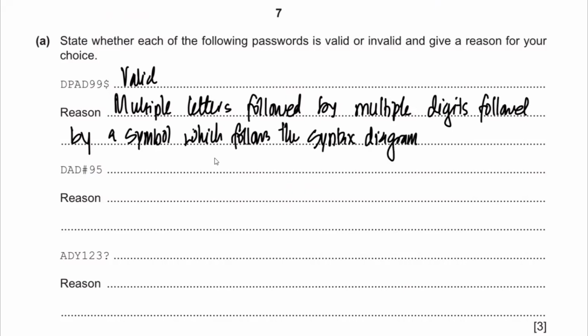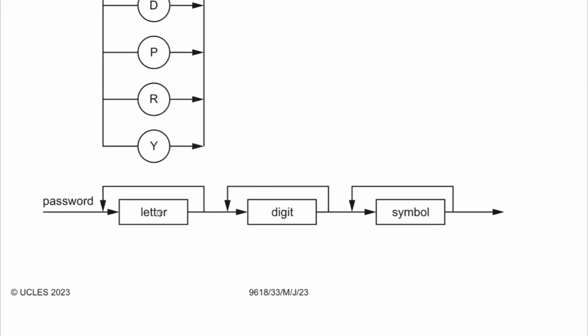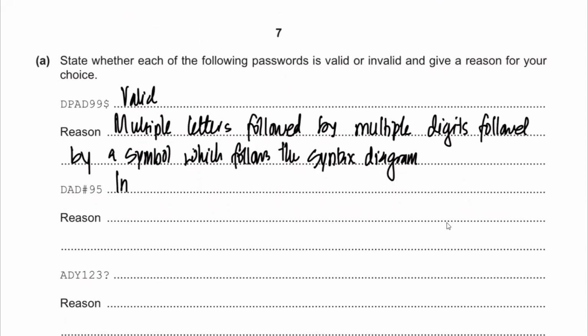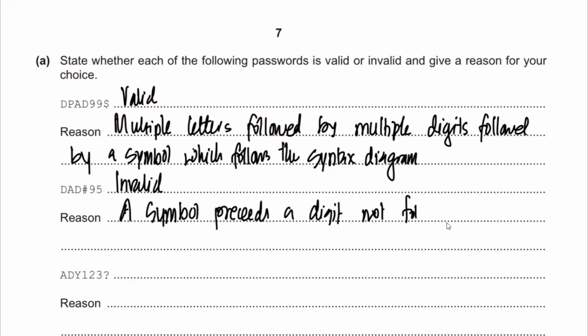Now the next question says, DAD symbol digits. Now the problem arises. What's the problem? You first need to have letter, digit, then symbol, not a symbol and then a digit. This is invalid. The reason being, symbol precedes a digit, not following the syntax diagram.